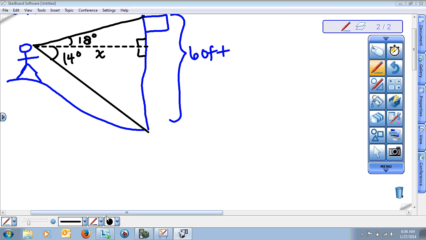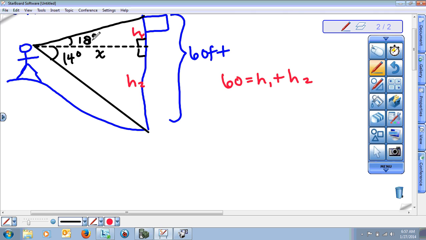Okay, so let's do some math. We know all of our sine, cosine, and tangent information. We're going to call this height 1, and this is height 2. We know that those two things add up to 60, right? So let's go find h1.